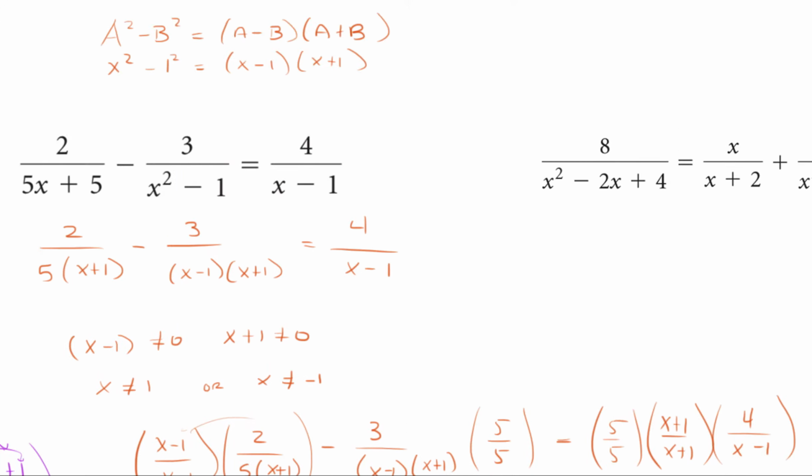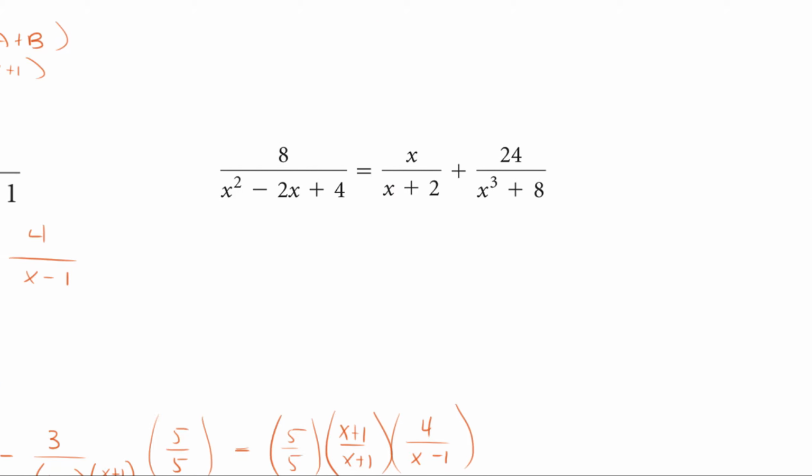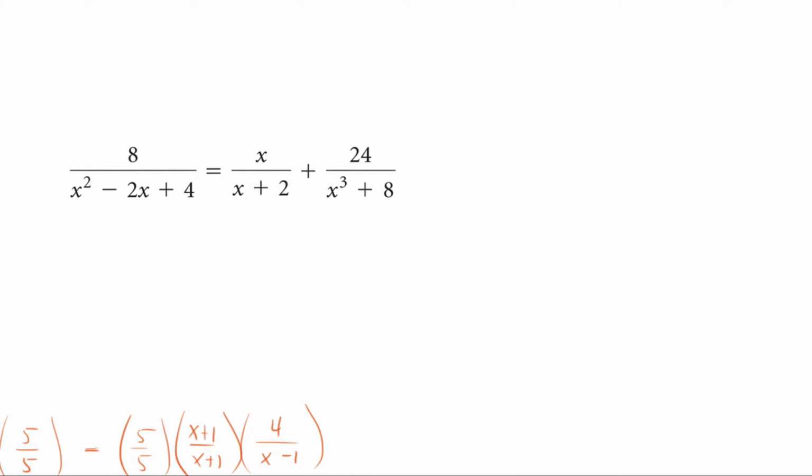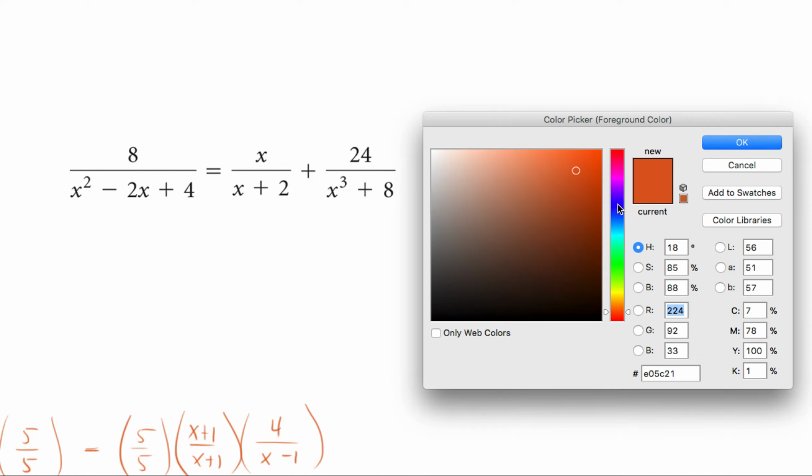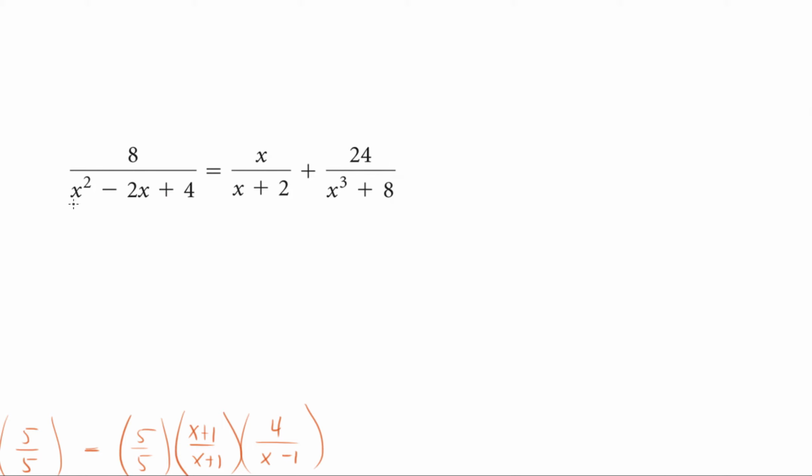Now for the last problem, here I decided to choose this one because it has a lot of complexity in it. Okay, first it has this quadratic expression here, then it has this cubic expression. Okay, so get ready. Now the first thing I want to do is to factor.